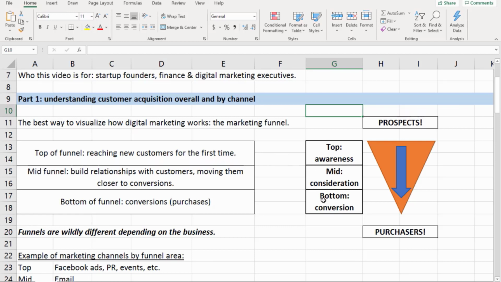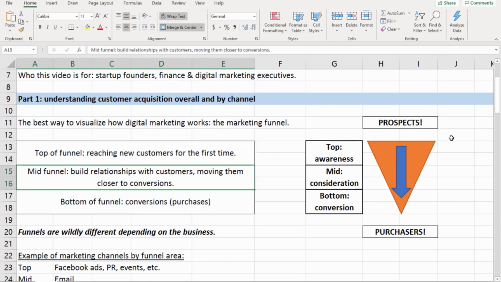So there are three basic zones or elements to the funnel. There's the top of the funnel, which is generally where we do things related to awareness. So we're reaching new customers for the first time. And then you have the mid funnel, which is where these new customers that you contacted for the first time are figuring out if they want to buy. So you're building relationships with them, moving them closer to conversions.